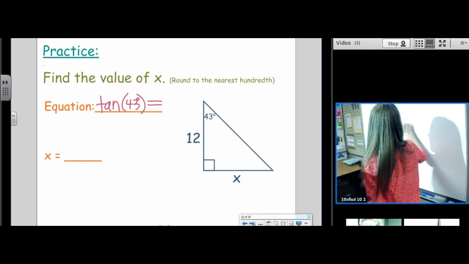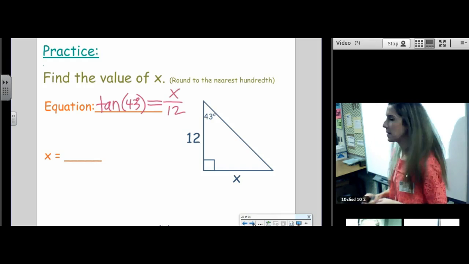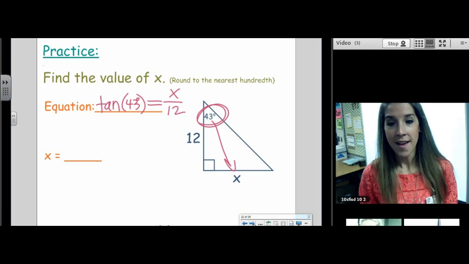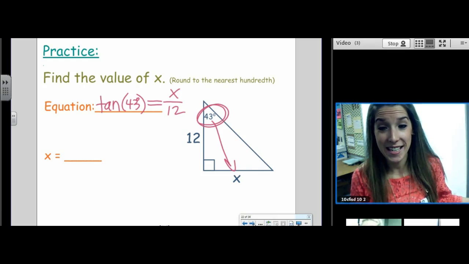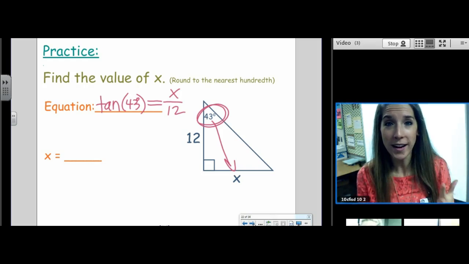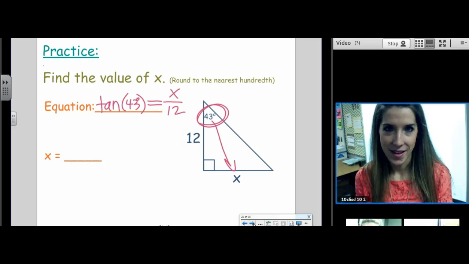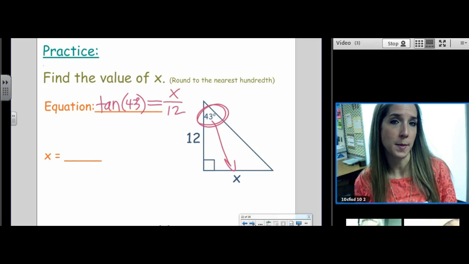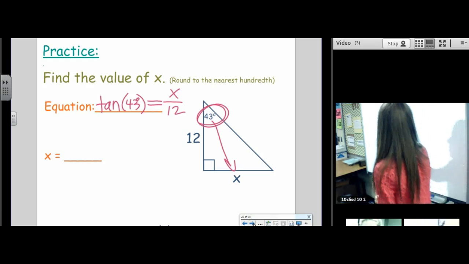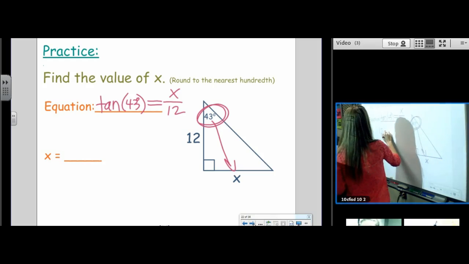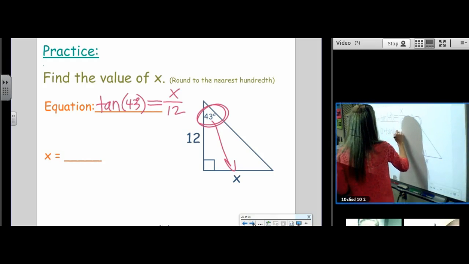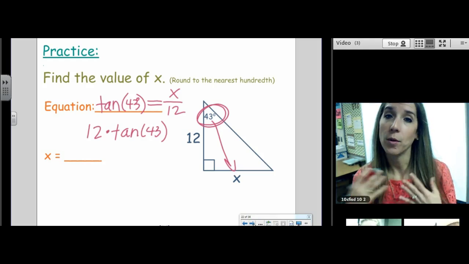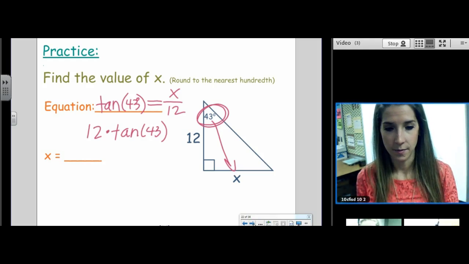Opposite over adjacent. X is opposite because it's far away. It's across the triangle from the 43. Now we did all that practice to get us ready for this. This is what we were working on. So where is x? X is in the numerator. Remember it could be in the numerator, the denominator, or it could be trapped in the trig function. X is in the numerator, so we're going to do 12 times tan 43. X is in the numerator, so we multiply. If it were in the denominator, we would have divided.